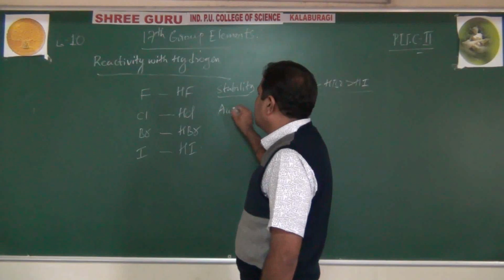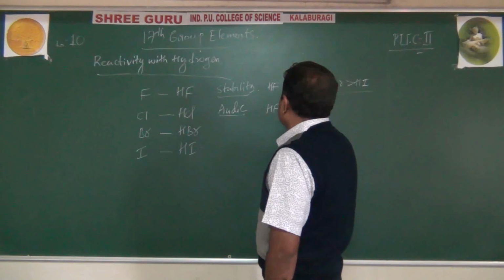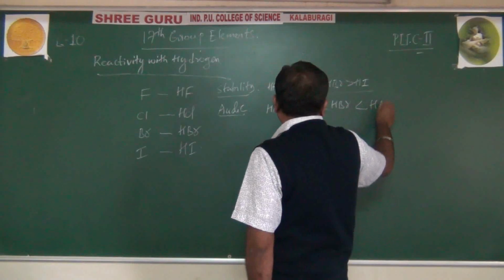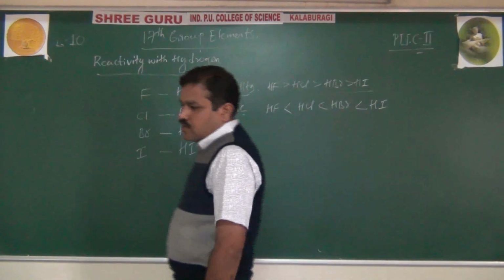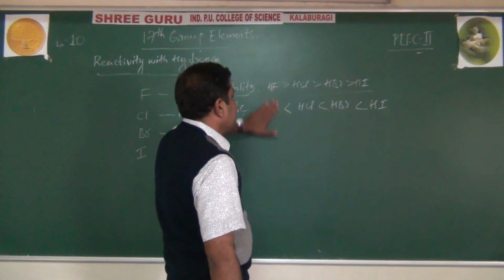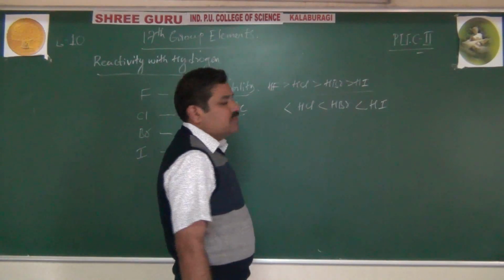Now what about acidic property? HF is less acidic than HCl, which is less acidic than HBr, which is less acidic than HI. HF, because of the high bond dissociation energy, is highly ionic in nature. But as far as acidic strength is concerned, in general they follow this order: HF, HCl, HBr, and HI.